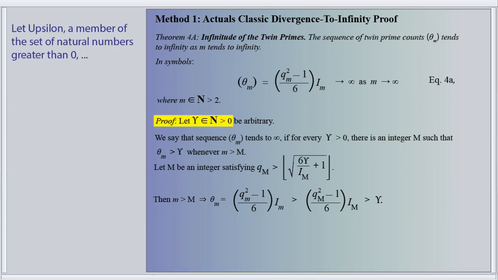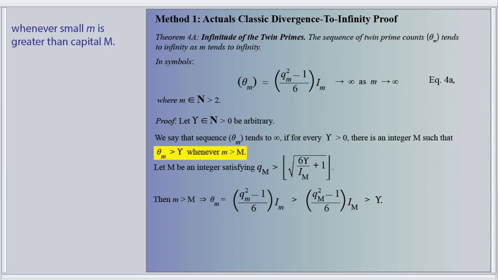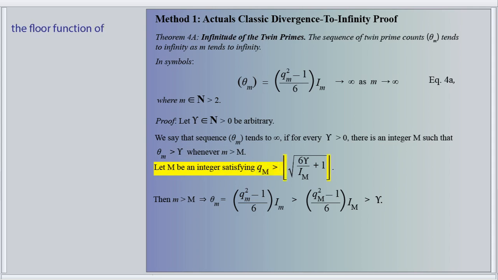Proof. Let upsilon, a member of the set of natural numbers greater than 0, be arbitrary. We say that sequence theta sub m tends to infinity if for every upsilon greater than 0, there is an integer capital M such that theta sub small m is greater than upsilon whenever small m is greater than capital M. Let capital M be an integer satisfying q sub capital M is larger than the floor function of the square root of 6 upsilon over I sub capital M, the quantity, plus 1.